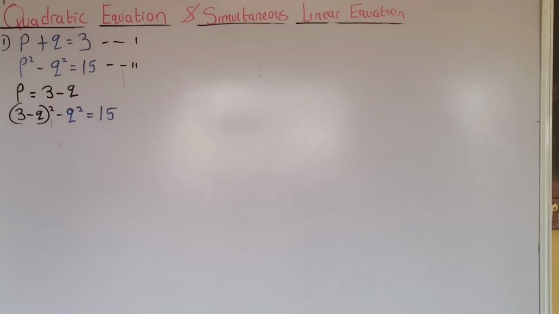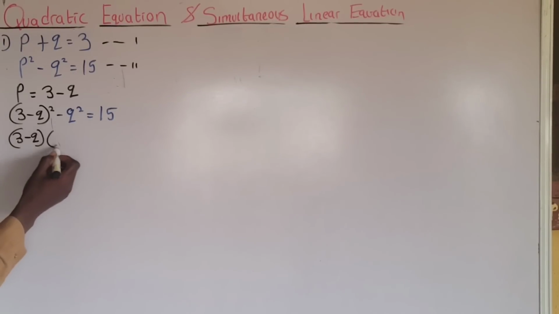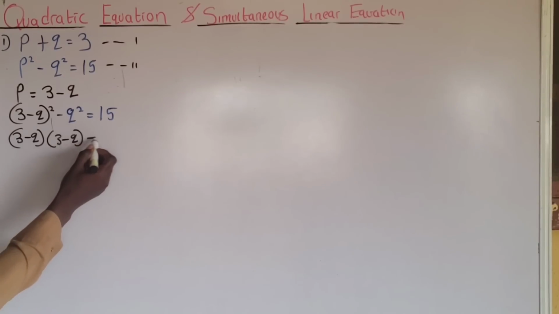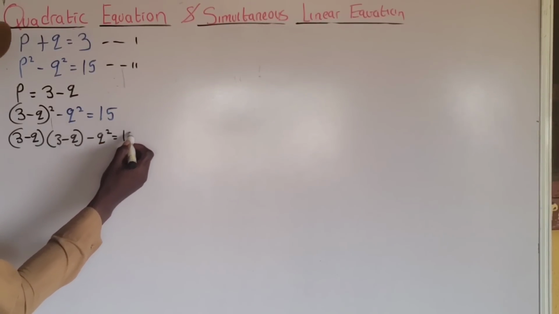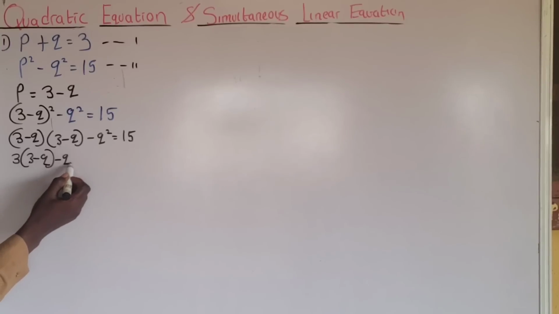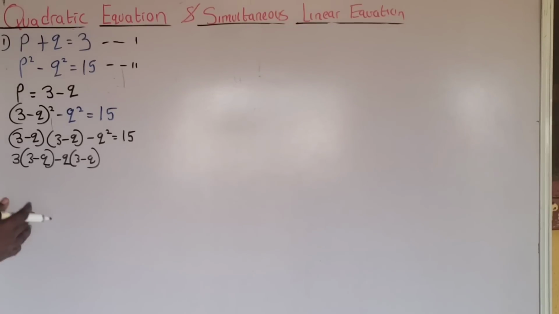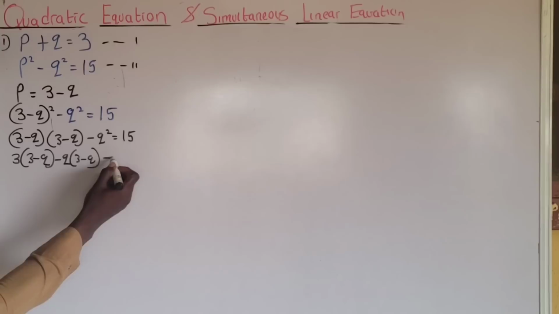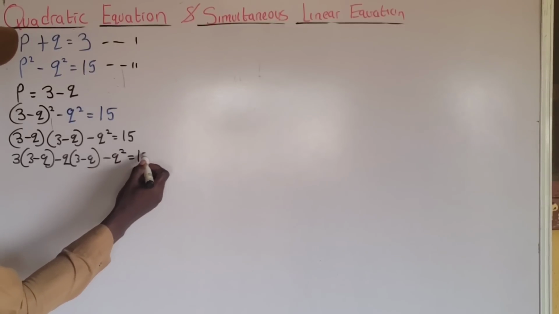Now let us expand the bracket. I'm going to have (3 minus q)(3 minus q) minus q squared equals 15. Now let's open the bracket. I'm going to have 3 into bracket 3 minus q, then minus q into bracket 3 minus q. If you are part of our class on algebraic expansion, you should be able to expand easily, minus q squared equals 15.